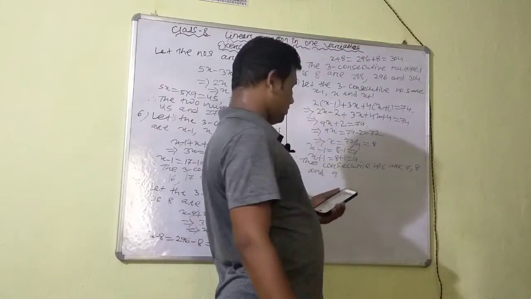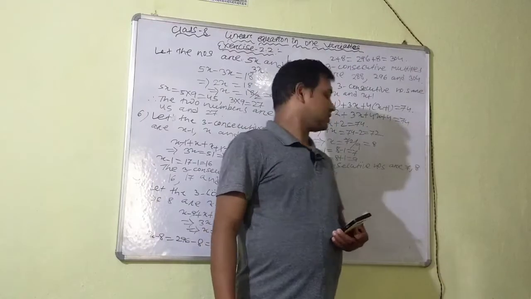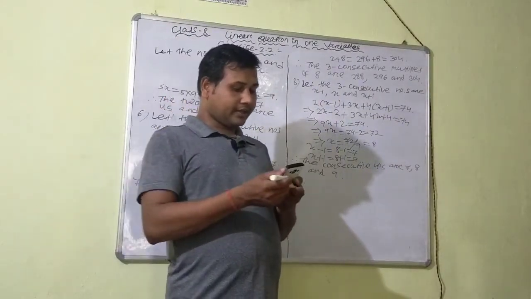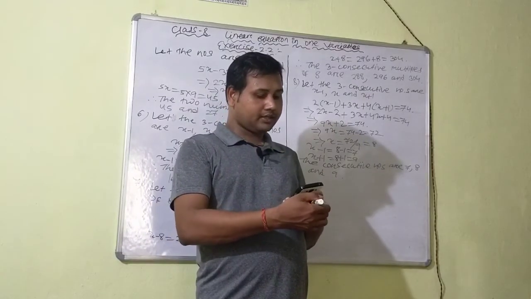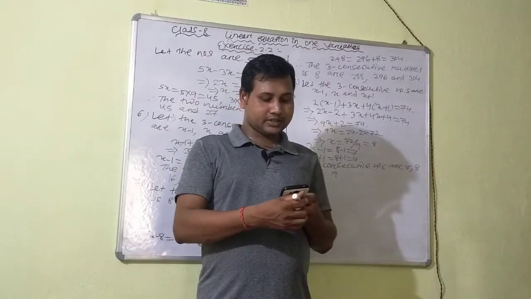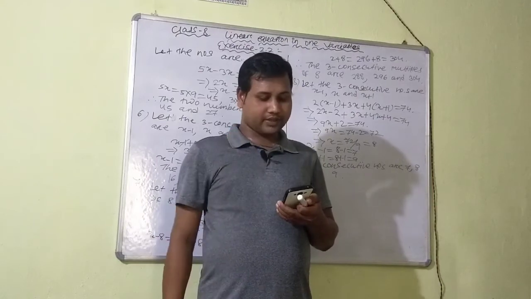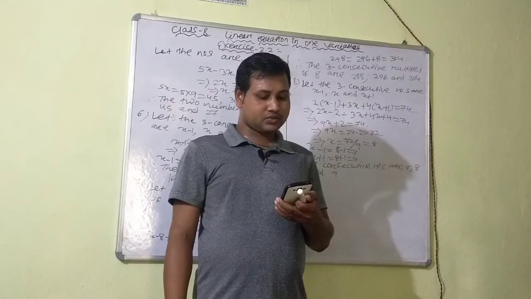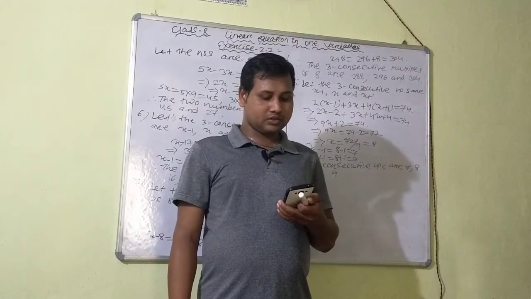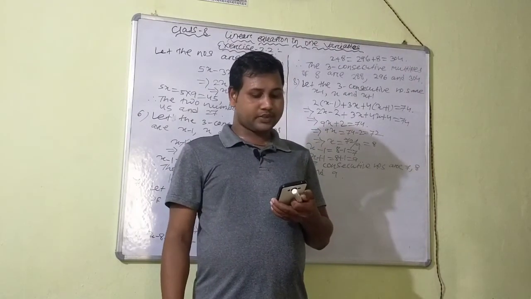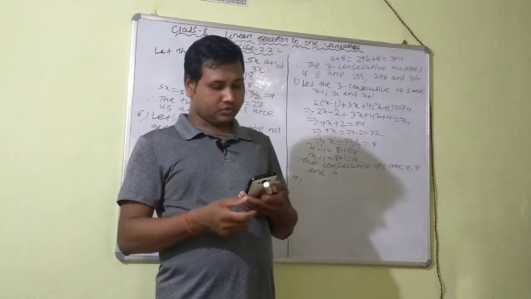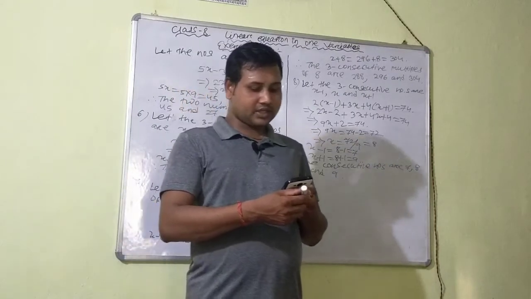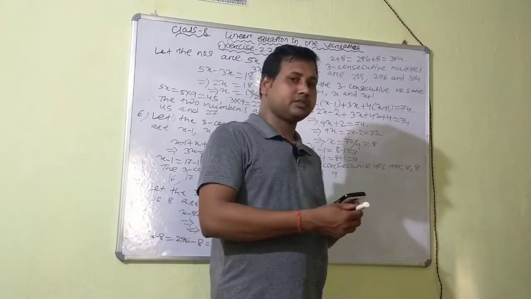Okay, now students, we will discuss question number 9. The ages of Rahul and Harun are in the ratio 5:7. 4 years later, the sum of their ages will be 56 years. What are their present ages? So we will write, let the present age of Rahul be 5x and Harun be 7x.